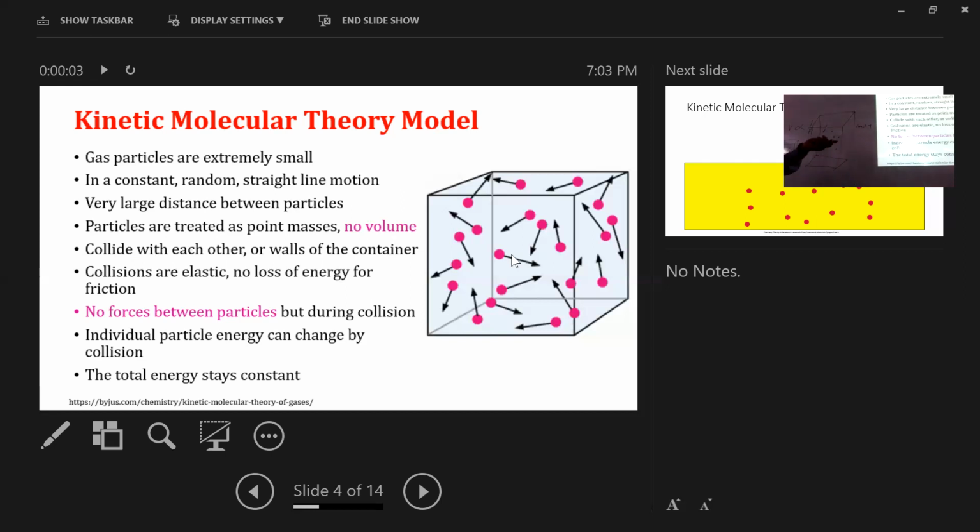Okay. No forces between particles. That is very strong. That means this molecule and this molecule have no attraction force. Is that possible? What do you think?